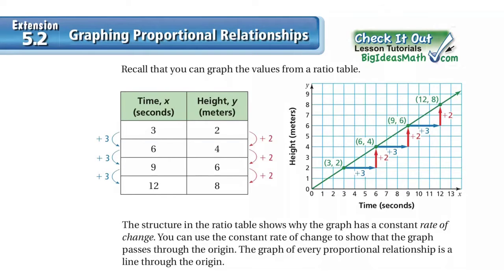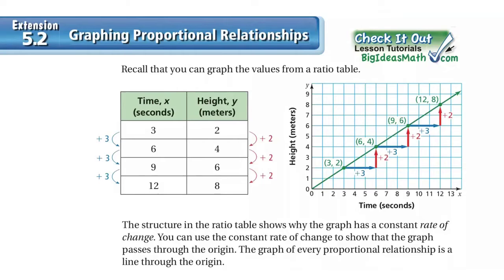Okay, so this is extension 5.2, graphing proportional relationships. It says recall that you can graph the values from a ratio table. They give us a table here and they mark time as x and height as y. So the first point that we can graph as an xy ordered pair is 3, 2.